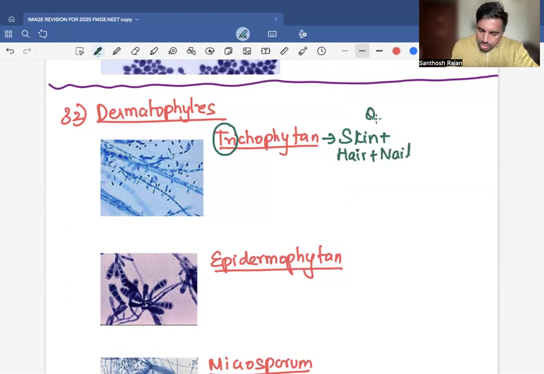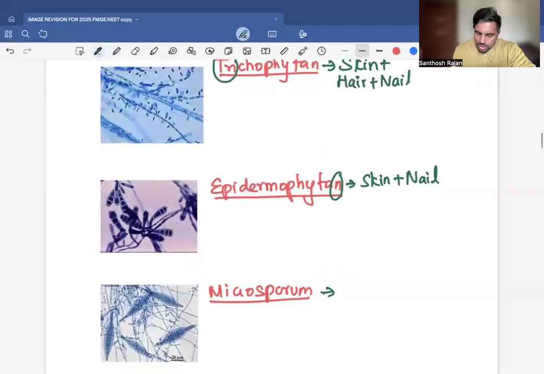This is a question. These species affect all the 3. In Epidermophyton, skin is always there for everything. Skin plus, it ends with N, so nail. If you forgot, very simple. Microsporum: skin plus, these days everybody's hair is very micro, right? So hair, micro hair. Remember like this, micro hair. Very simple. These all are questions.